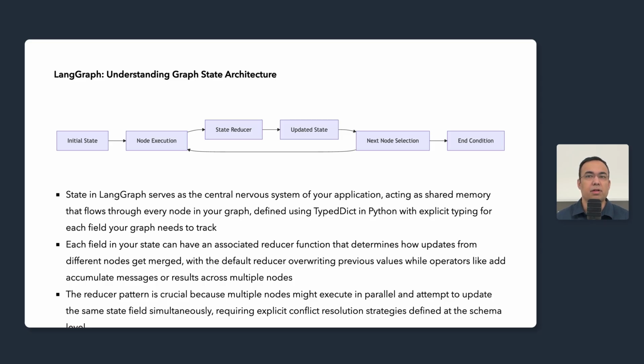A well-designed state schema typically includes the input data that started the whole process, intermediate results that downstream nodes will need to access, a message history for conversation tracking, and flags or counters that control your conditional routing decisions throughout execution. One important detail to understand is that state objects are immutable from the perspective of individual nodes. Nodes receive a copy of the state, they do their work, and then they return updates rather than modifying the state directly. This immutability is what ensures predictable behavior and enables powerful features like checkpointing, where you can save the state at any point, and time travel debugging, where you can replay the graph from any previous state.